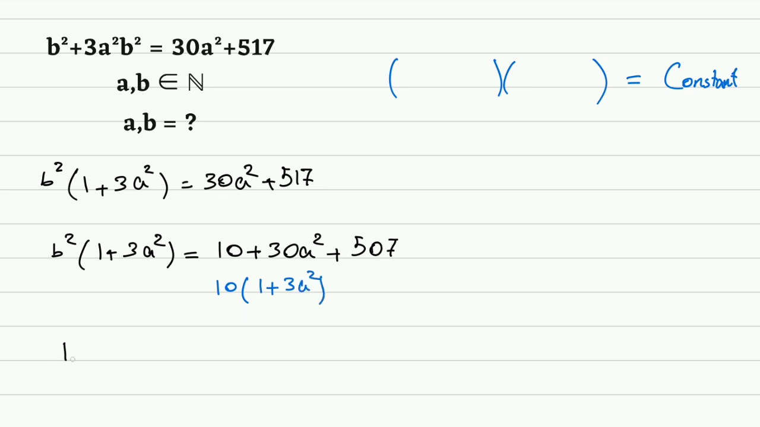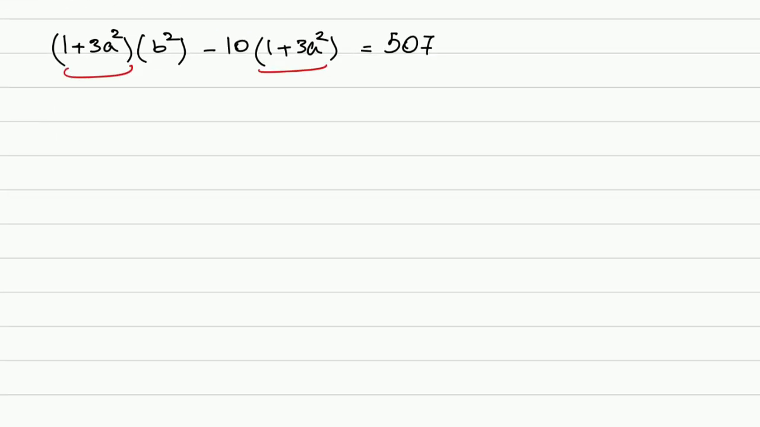Now let's write it like this, 1 plus 3 times a squared times b squared, and then we have minus 10 times 1 plus 3 times a squared. On the right side we have 507. Now we can factor this again, 1 plus 3 times a squared, and we have b squared minus 10. On the right side, 507.